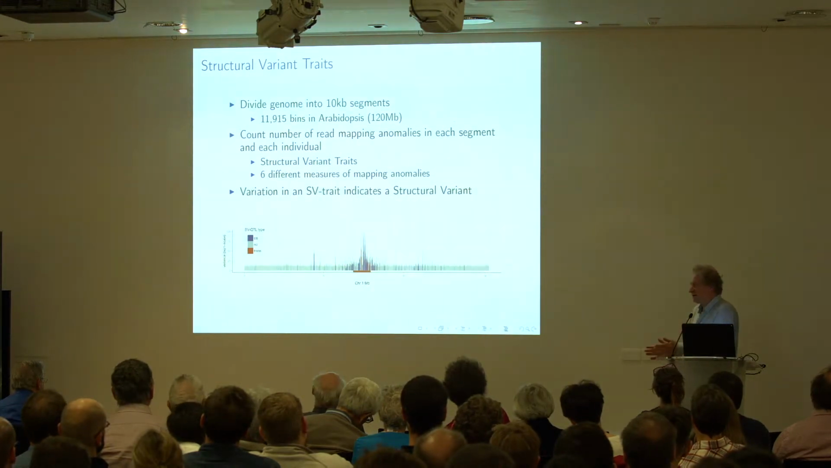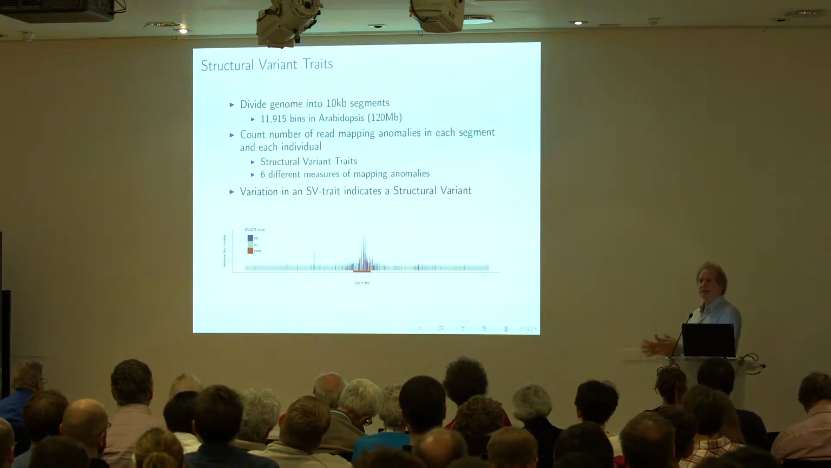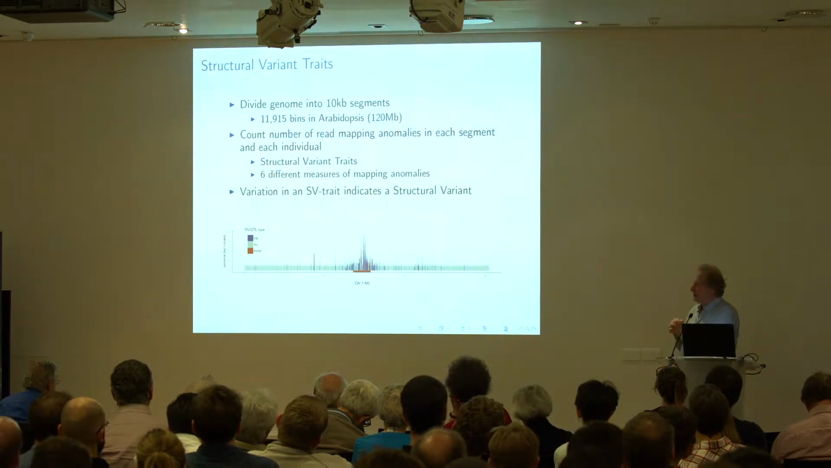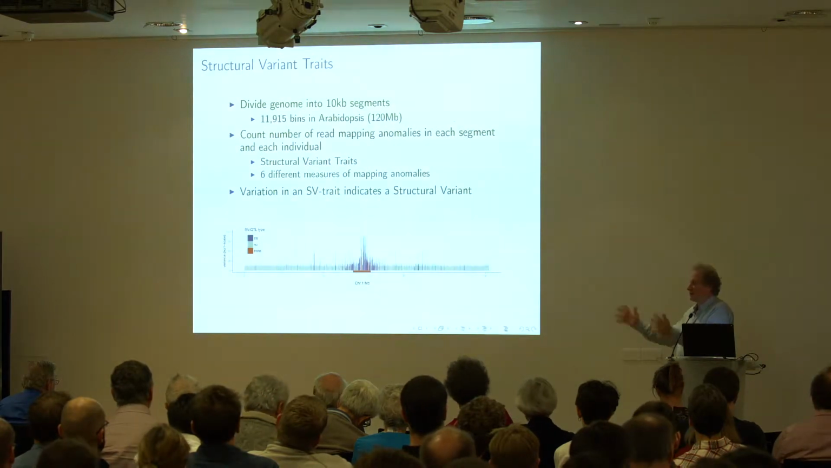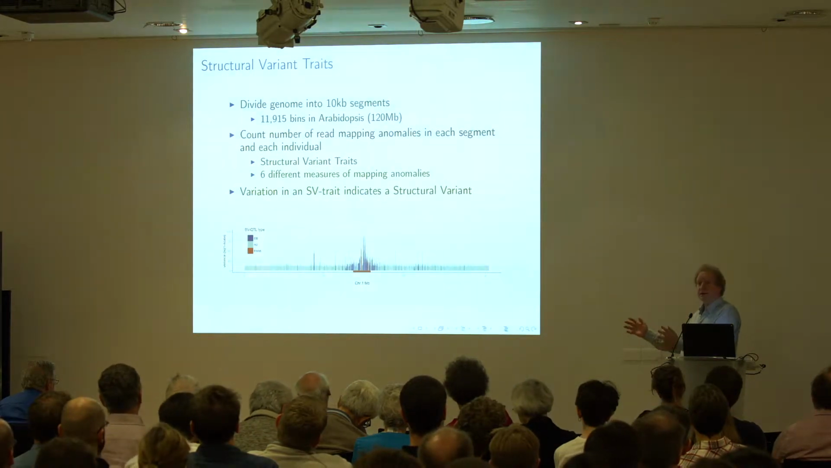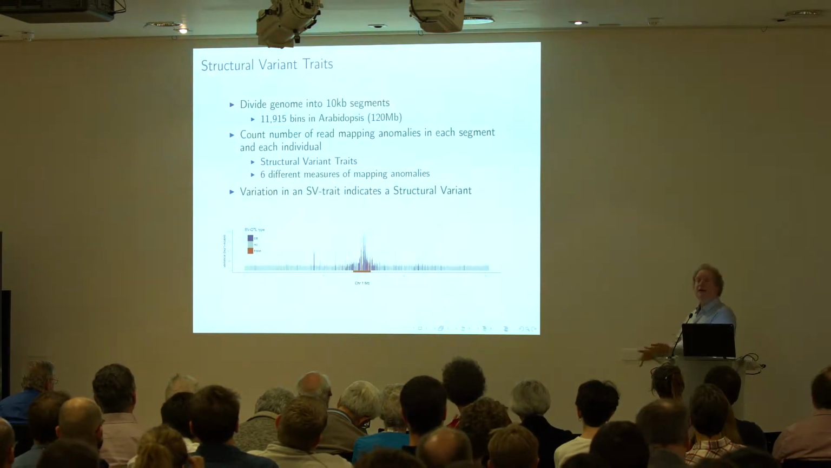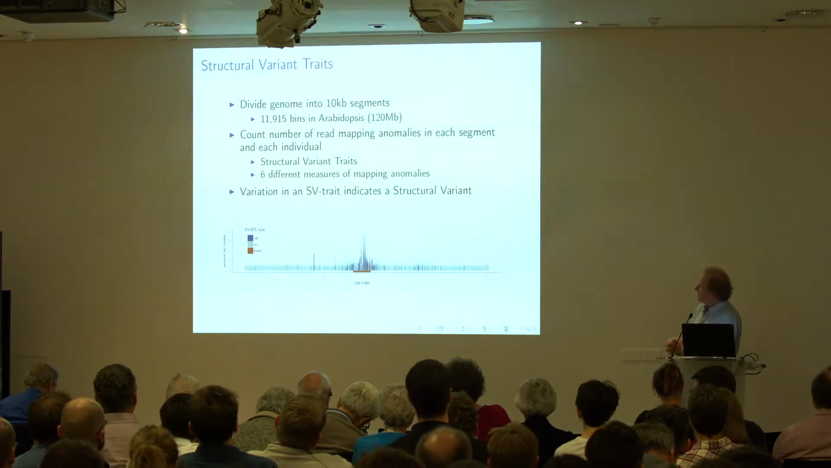Then what you do in each individual is you count how many bad reads there are mapping to that particular bin in a particular individual. So you're interested in the bad stuff, and that will vary from individual to individual. In some individuals, their haplotype at that particular locus will be the same as the reference, so everything should line up nicely. Other individuals may contain a structural variant there, so you would expect to see an excess of anomalously mapping reads.